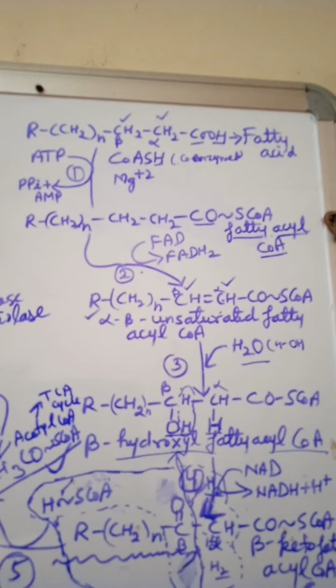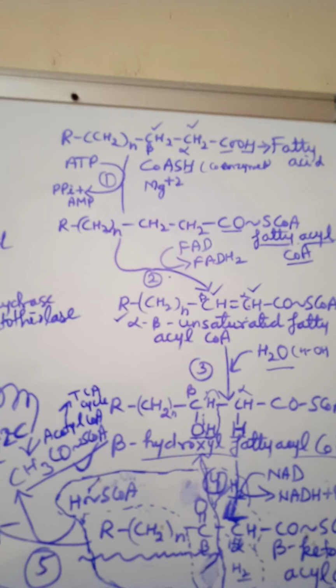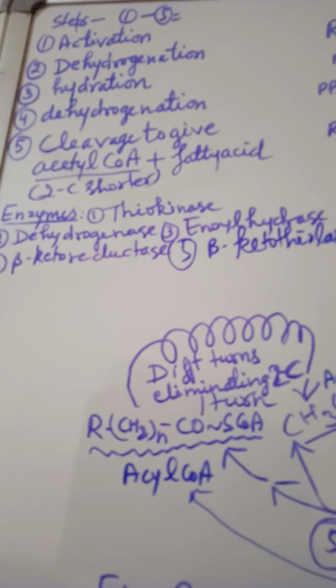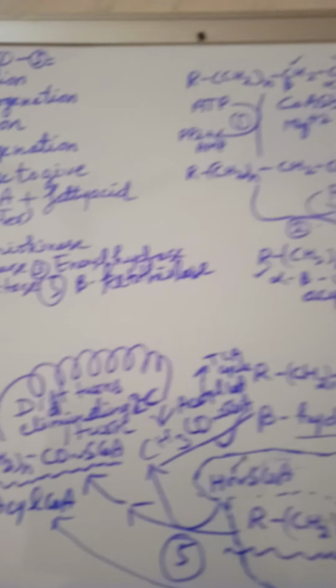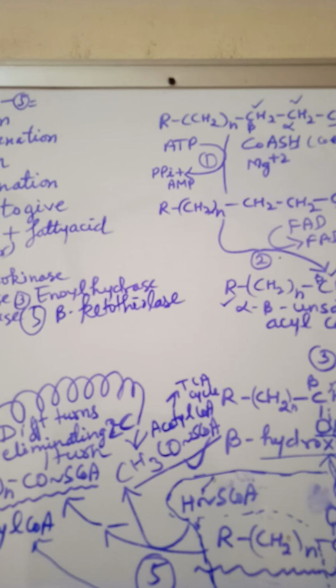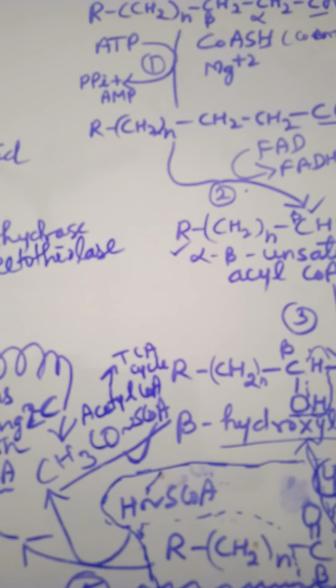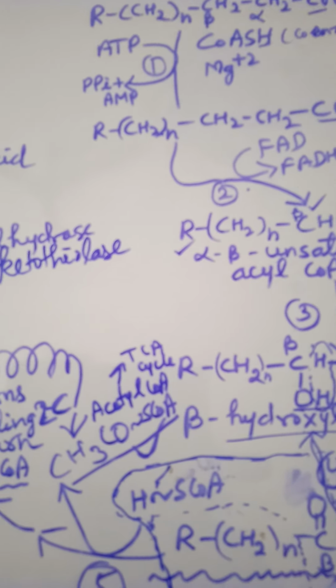And keep in mind that this spiral will always result in an acyl coenzyme derivative having two fewer carbon atoms and an acetyl coenzyme A, and this will continue up to the conversion of the initial fatty acid into acetyl coenzyme A. So that's all about beta oxidation.